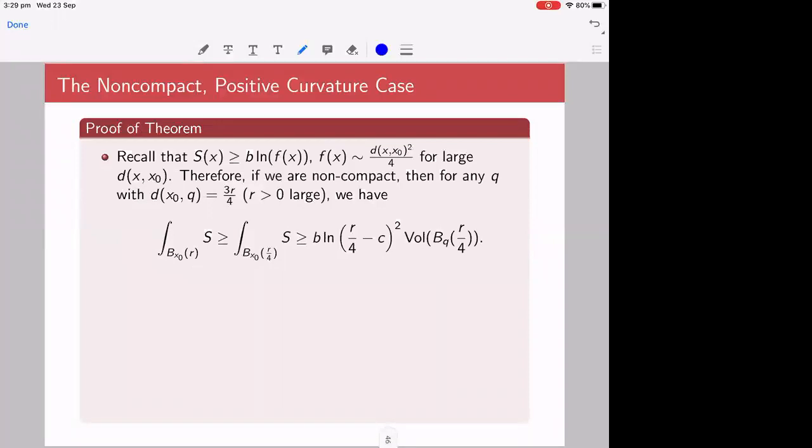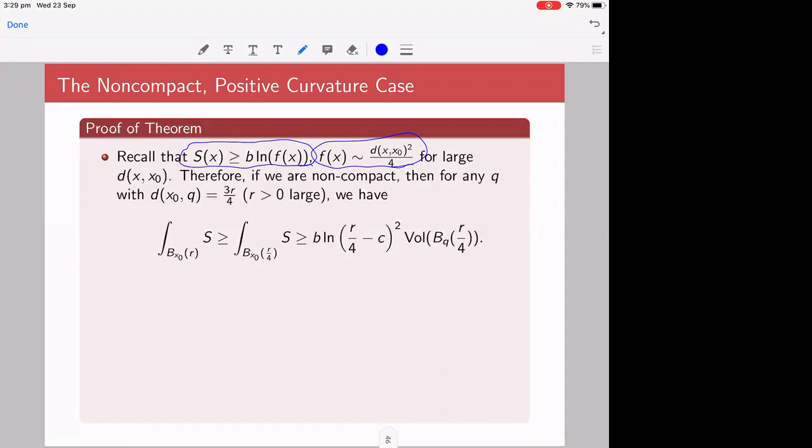Okay, so this is the part where we show we have to be compact. So remember, what we're trying to show is that gradient shrinking Ricci solitons with non-negative sectional curvature and positive Ricci curvature have to be compact. We've already established that the scalar curvature has to grow like b times the logarithm of f. And we also know that asymptotically, f has to be the same as distance squared on 4.